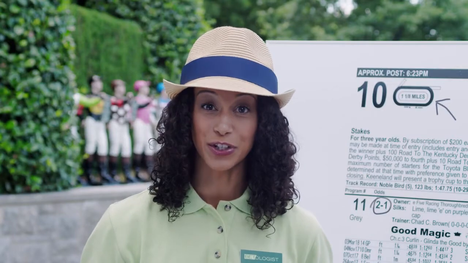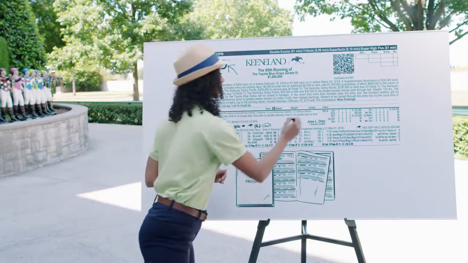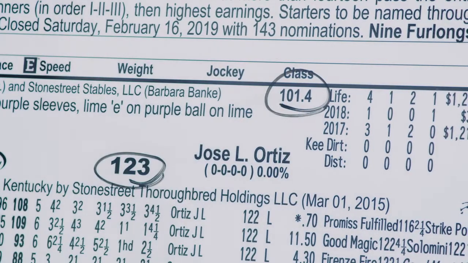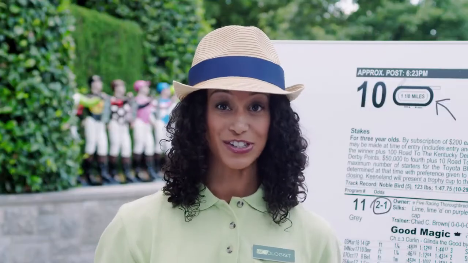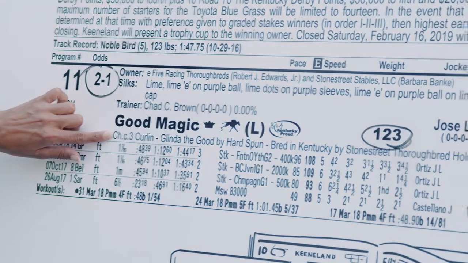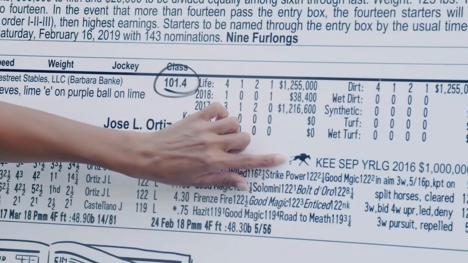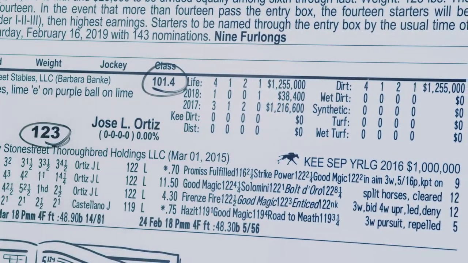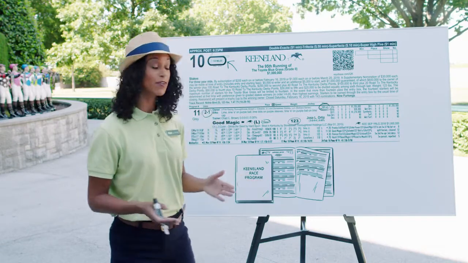Another important figure to look for is the Equibase class rating. The higher the number, the better the horse. You'll also find information on the horse's pedigree and whether it was sold at Keeneland, which is an indication of quality. The next section you'll want to study is in the upper right.